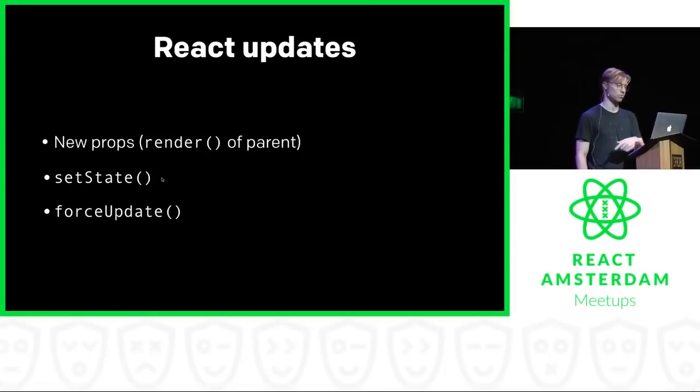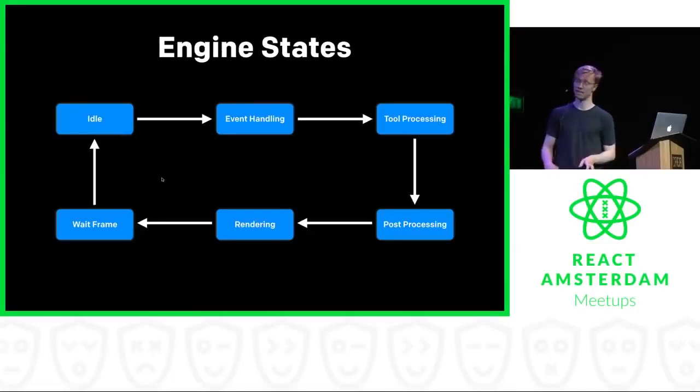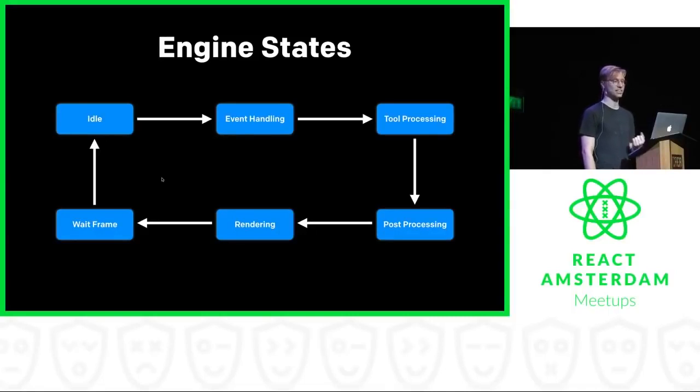So this is what we came up with. This is what we currently have. We have something called an engine. It still has the data flowing only in one direction. And it has 6 states. It starts idle, like an engine idling.